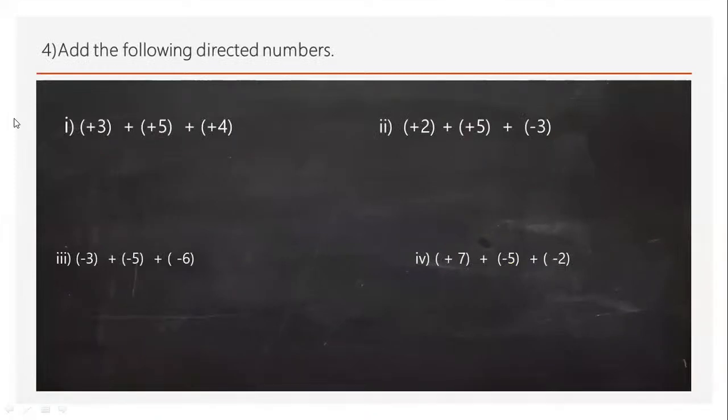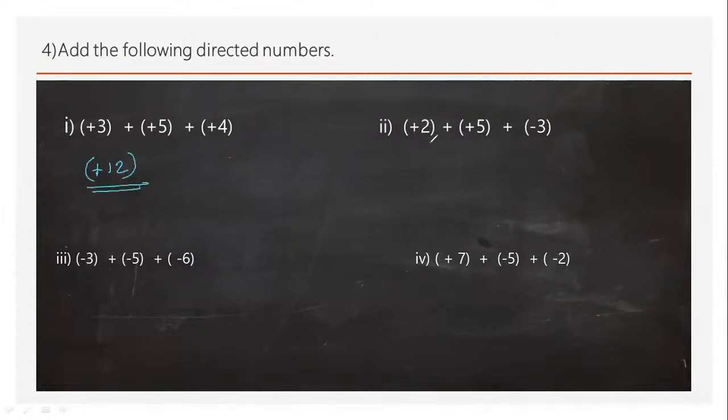Find the sum of the following directed numbers. Plus 3 plus 5 plus 4. All are positive numerical values, so it is easy to add. Plus 3 and plus 5 is plus 8. Then plus 4 makes plus 12. Straightaway you can write the answer here, plus 12.